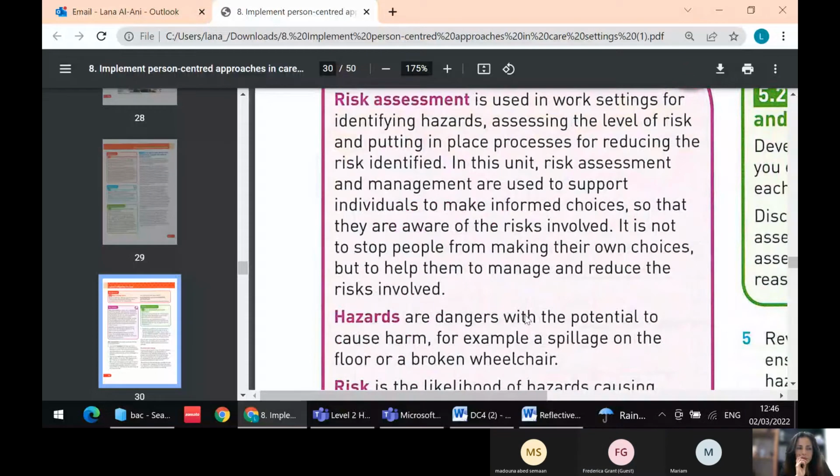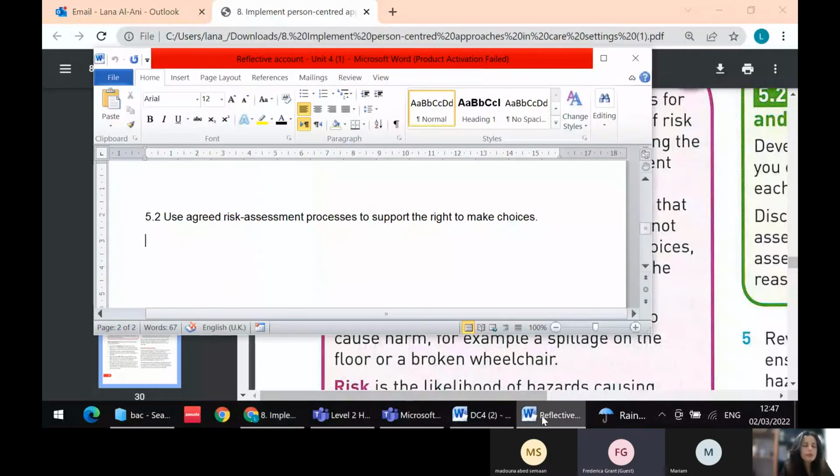No, first of all, you need to find out what the hazard is. You assess what risk will be put in place if this person makes a certain decision. Okay. So risk assessment and management for the risk assessment are used to support individuals to make good and informed choices. So if you answer this question, it says but before you use agreed risk assessment, you have to speak to the person to know what their need is.